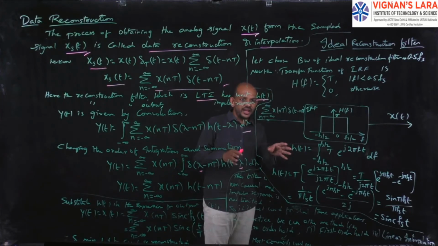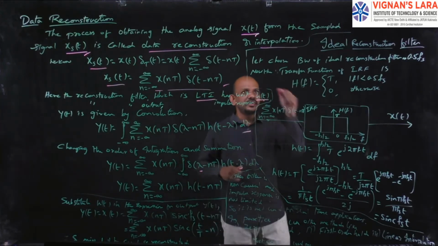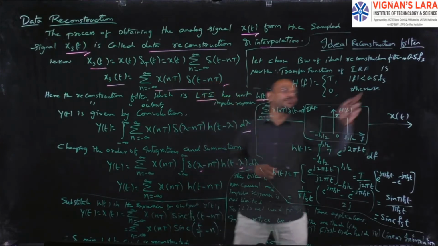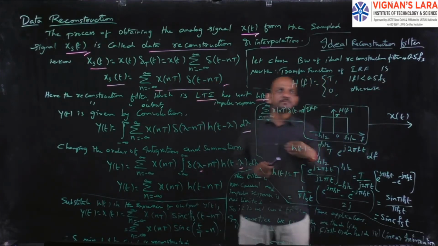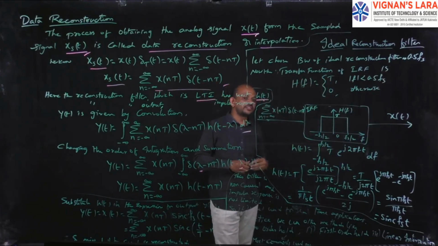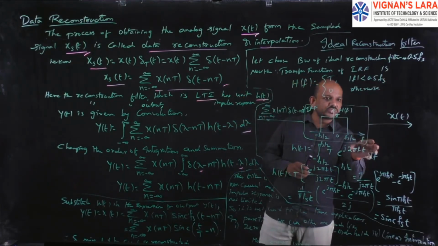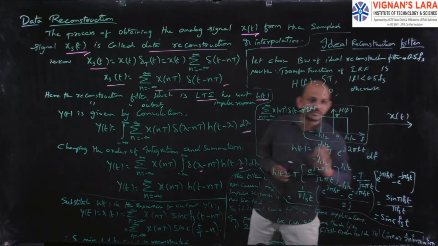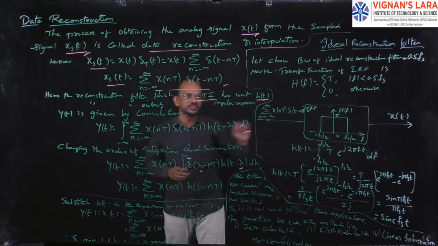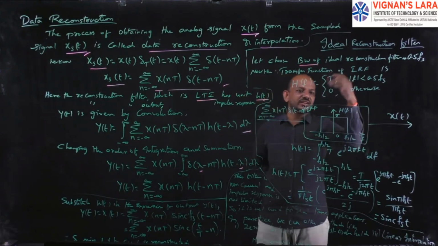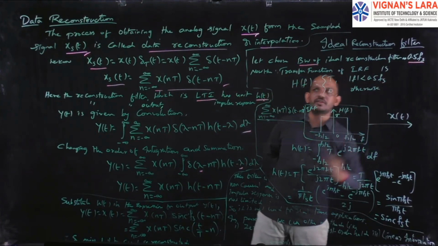Let us choose the bandwidth of the ideal reconstruction filter as 0.5 fs. Here I am explaining this concept with respect to the sampling frequency fs. I am explaining all this with respect to the sampling frequency fs. So I am choosing the bandwidth of this ideal reconstruction filter as 0.5 fs.